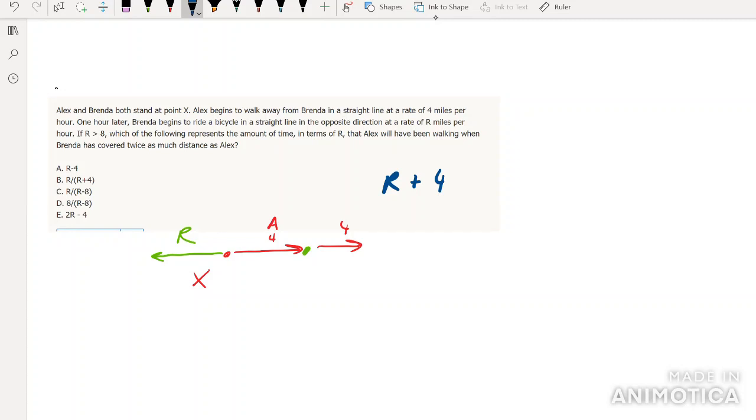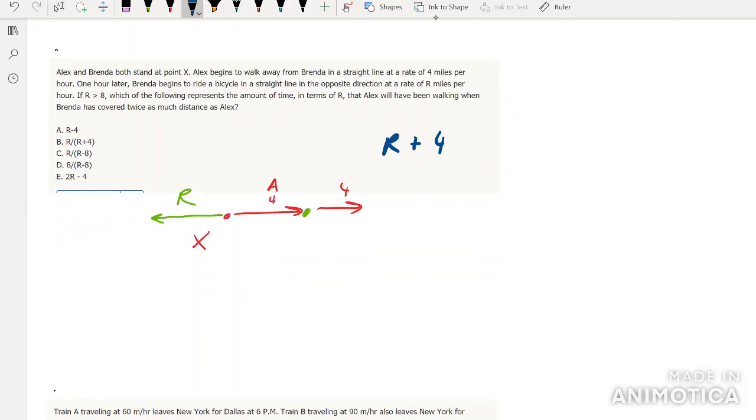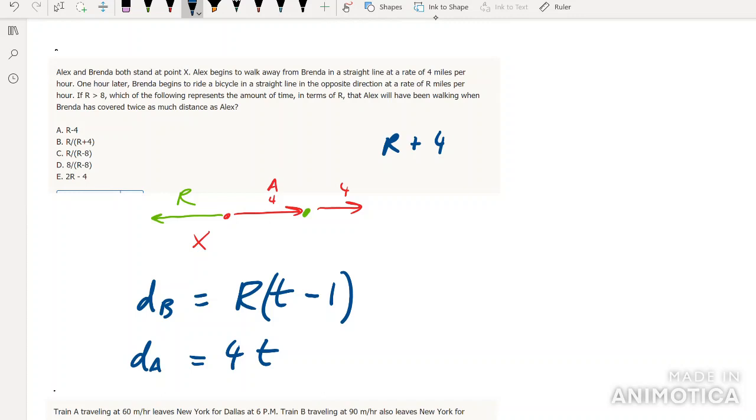Which of the following represents the amount of time in terms of R that Alex will have been walking when Brenda has covered twice as much distance as Alex? Okay. So, what is the distance of Brenda? Distance of Brenda is equal to R times the time that Alex has been walking in total minus 1, because Brenda started an hour late. And then the distance of Alex is equal to just 4 times the time that Alex has been walking. And so we want distance of Brenda to be twice distance of Alex. So in other words, we just want R times T minus 1 to equal 2 times 4T, which is 8T.